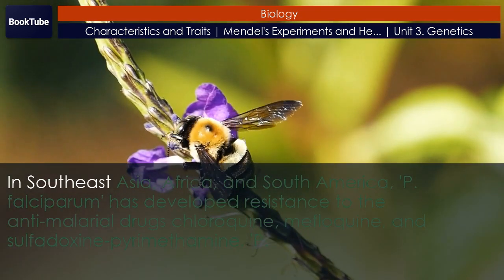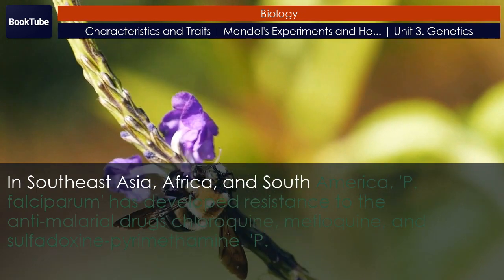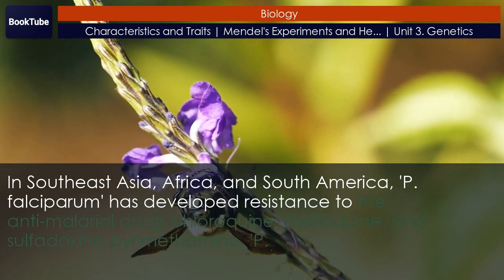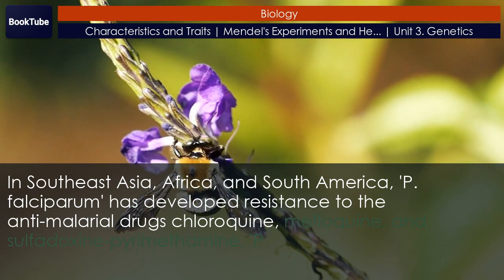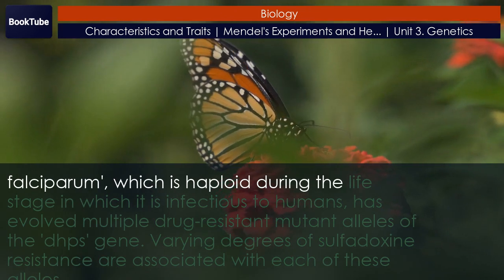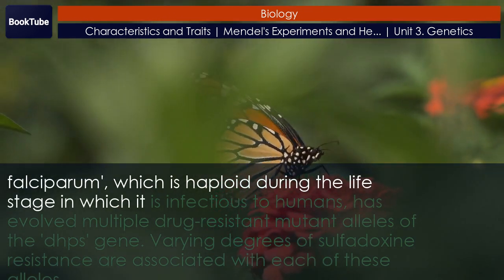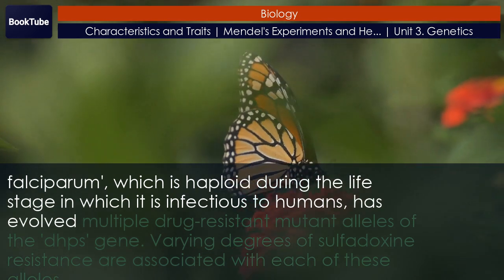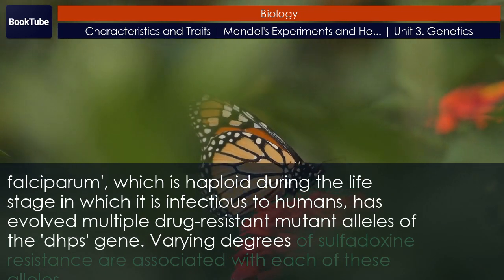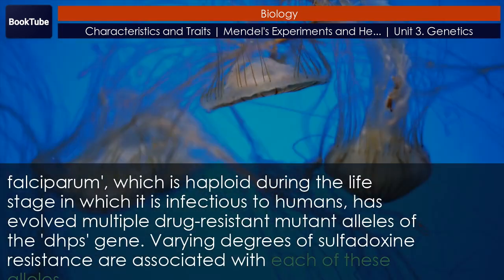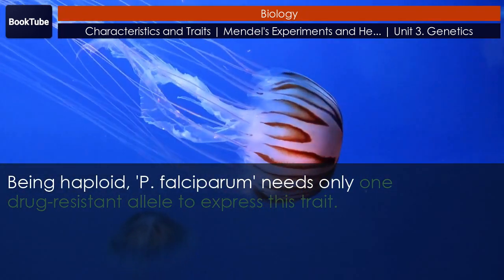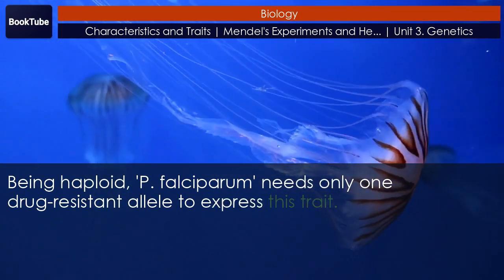In Southeast Asia, Africa, and South America, P. falciparum has developed resistance to the anti-malarial drugs chloroquine, mefloquine, and sulfadoxine pyrimethamine. P. falciparum, which is haploid during the life stage in which it is infectious to humans, has evolved multiple drug-resistant mutant alleles of the DHPS gene. Varying degrees of sulfadoxine resistance are associated with each of these alleles. Being haploid, P. falciparum needs only one drug-resistant allele to express this trait.